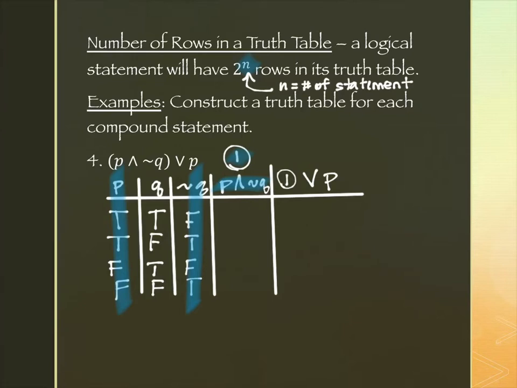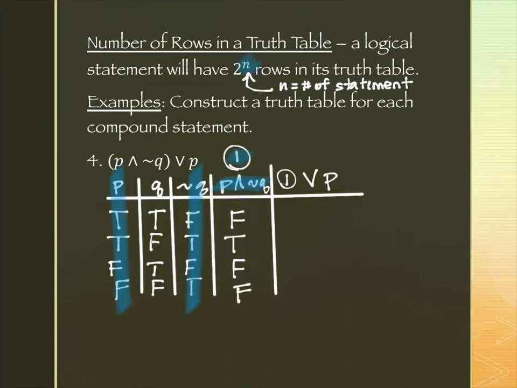Okay, in row 1, I have true in the first column, a false in my third column, and I'm supposed to be making an and statement. So true and false is a false statement. Row 2, true in the first column, true in the third column, true and true is true. The third one, false in the first column, false in the third column, false and false is false. The last one, false in the first column, true in the third column, false and true is false.